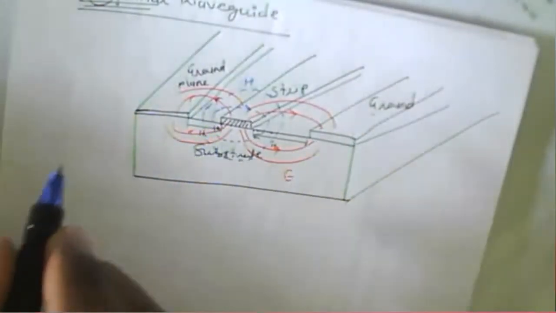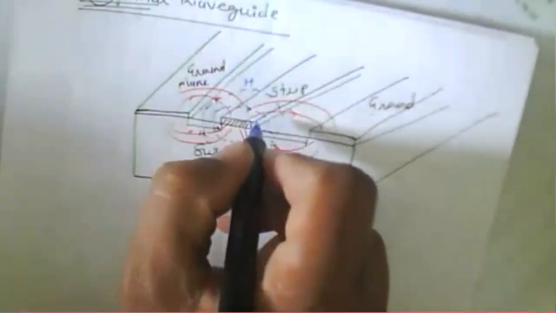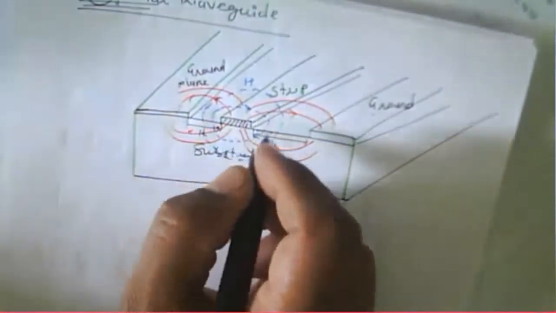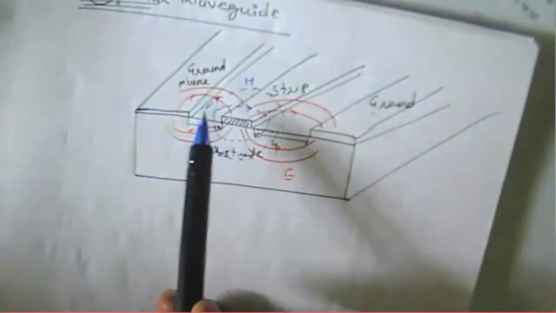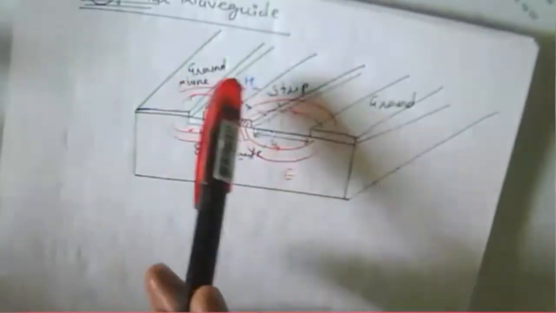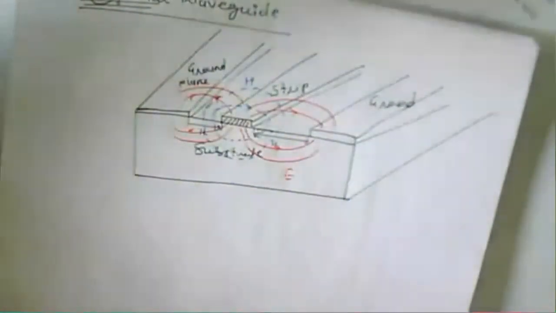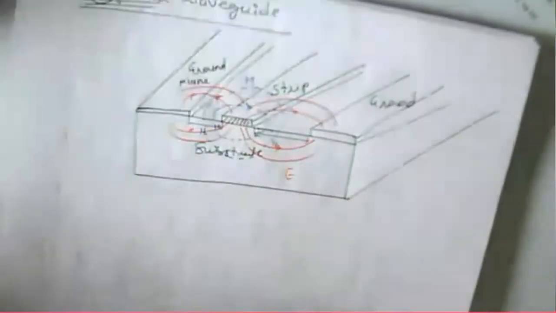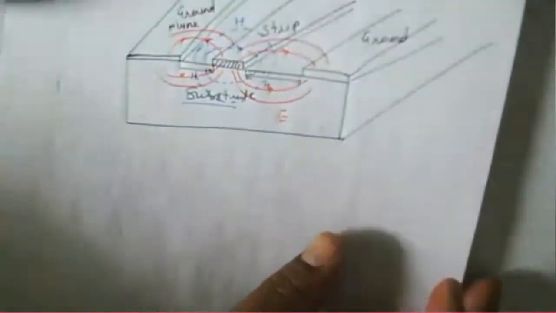And here, if you see the field distribution, because of that particular field distribution, the polarization using this line can be elliptical. Because there are ground planes, we are getting an elliptically polarized magnetic field around the strip there.